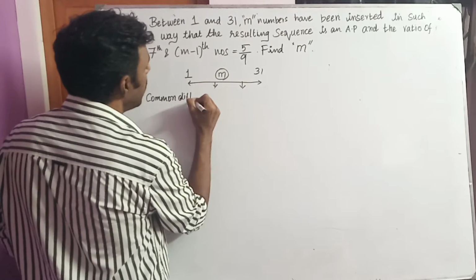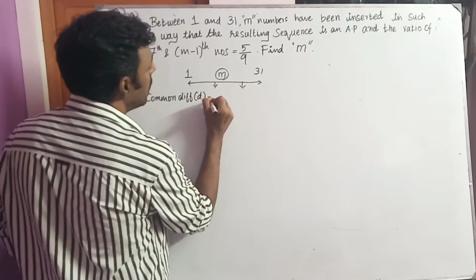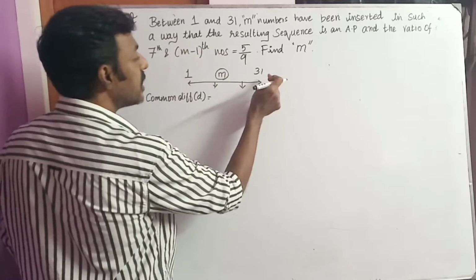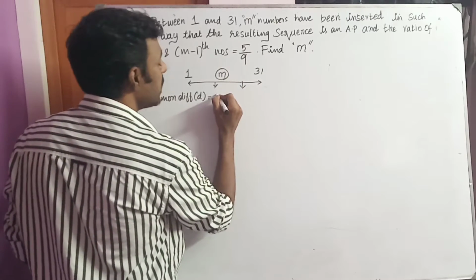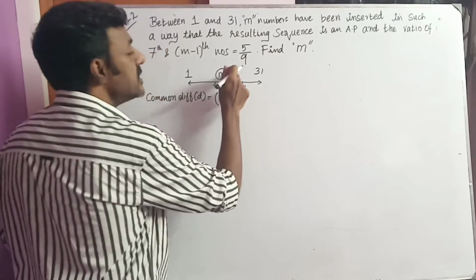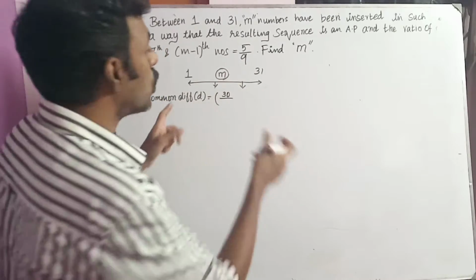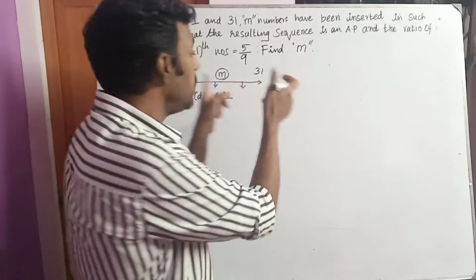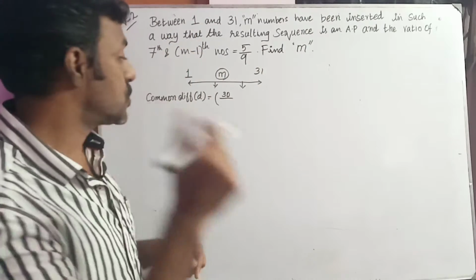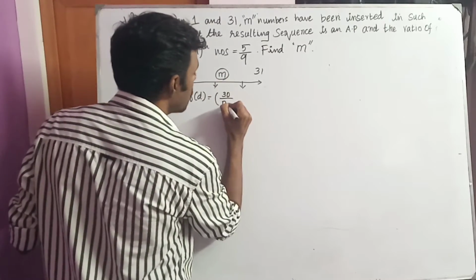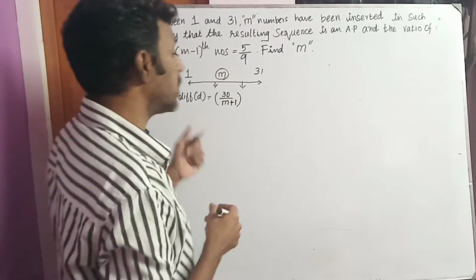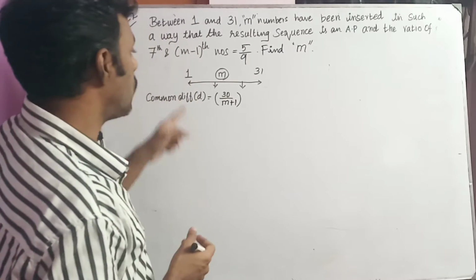the common difference, denoted by small d, is d equal to b minus a, so it will be 31 minus 1. 31 minus 1 is nothing but 30, divided by m plus 1, the total number of numbers inserted between the first and the last term, incremented by 1. So 30 divided by m plus 1 is the common difference. So we have found the common difference.